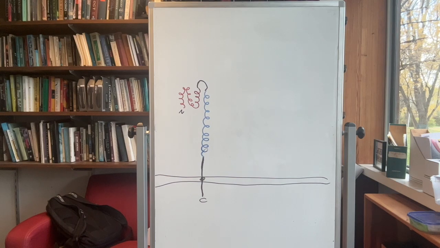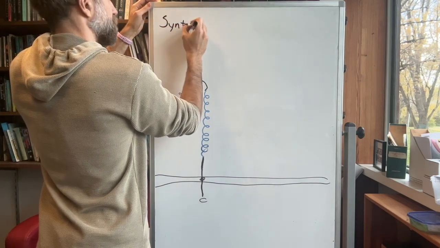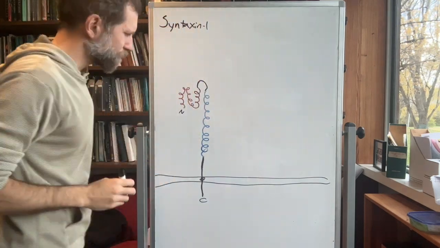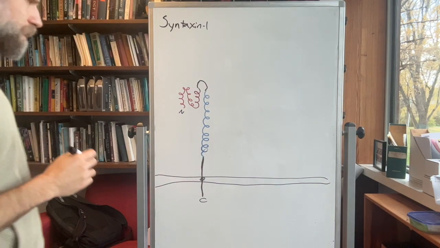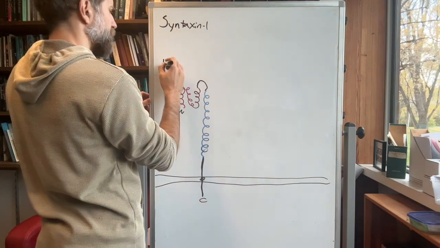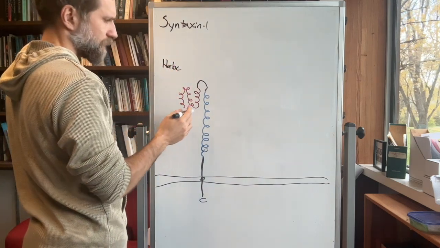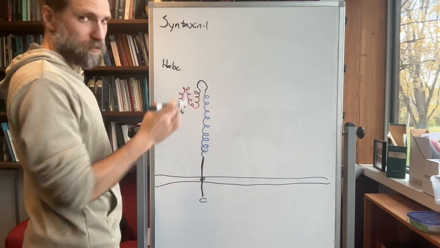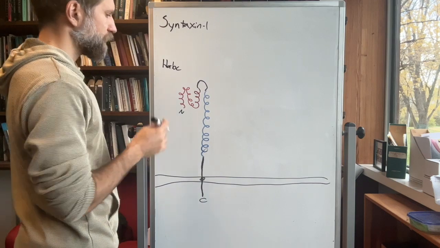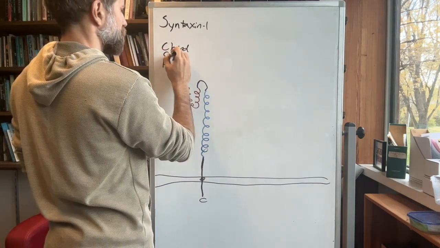Okay, so here we are taking a look once again at Syntaxin 1. And what conformation is it in? You can see that the HABC domain is interacting, is on top of the first part of the snare motif, and so this makes it the closed conformation.